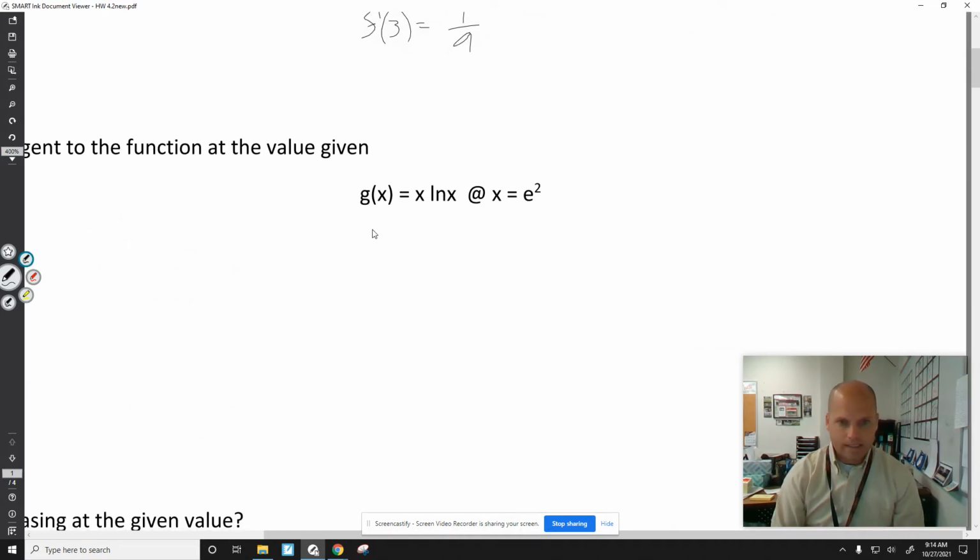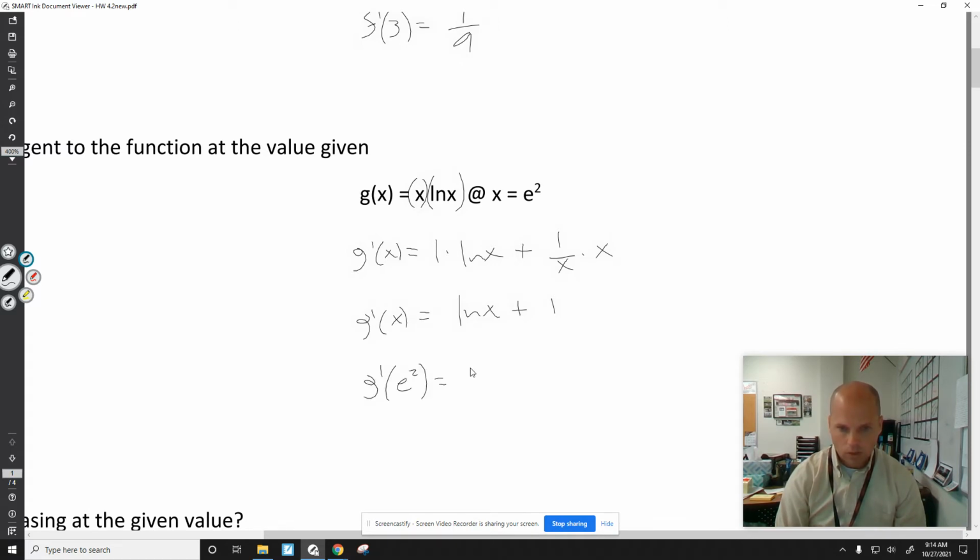All right, I got e squared that I have to plug in. This is a product. I have to use the product rule. So derivative of the first times the second, plus the derivative of the second times the first. 1 over x times x, that's just 1. So I get log x plus 1. And I'm going to plug in e squared into this. Log of e squared plus 1. The log of e squared is just 2. 2 plus 1 is just 3.